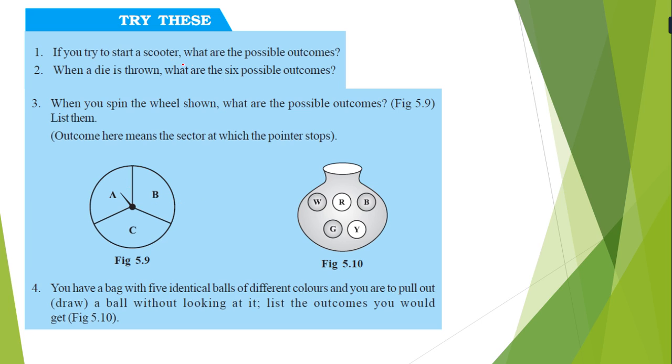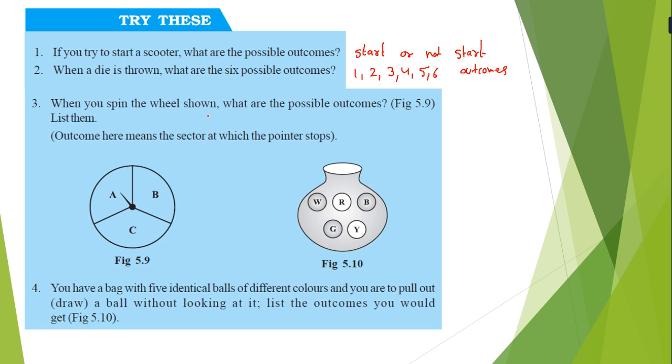If you try to start a scooter, what is the possible outcome? Start or not start. When a die is thrown, what are the 6 possible outcomes? So 1, 2, 3, 4, 5 and 6 are the outcomes.